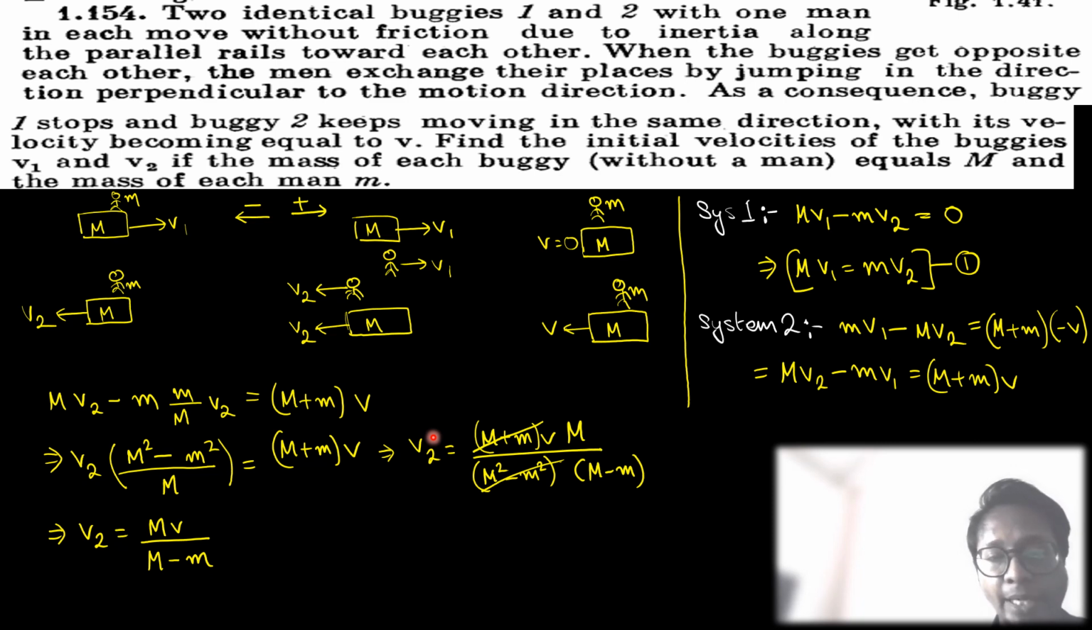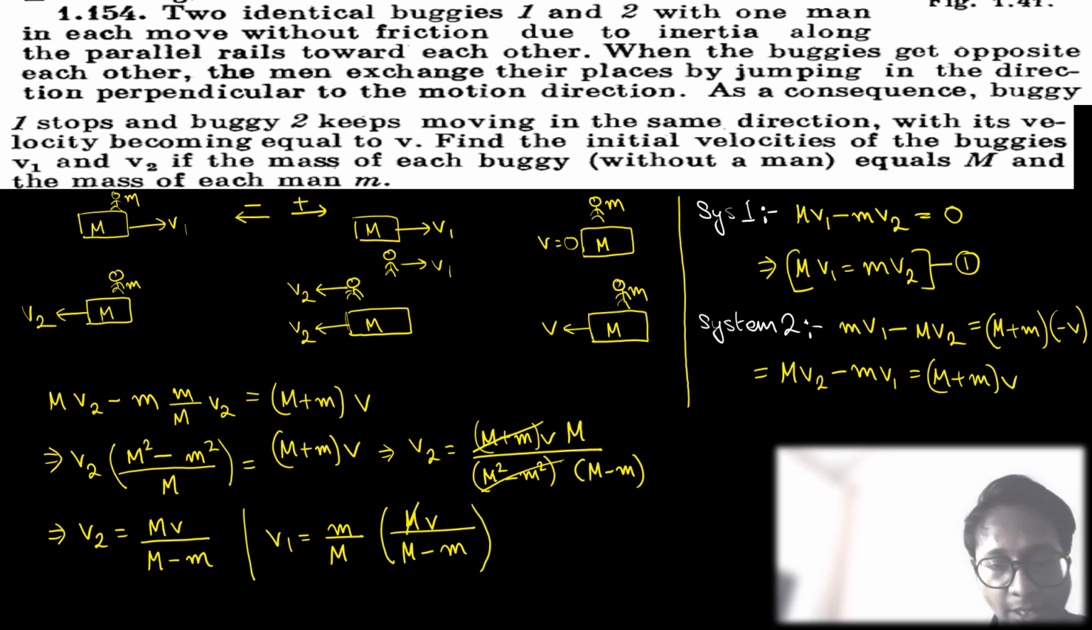Similarly, when I apply the same equation, see, V2 is equal to MV by M minus m, no? What is V1 equal to? V1 equals small m by capital M into V2. So V1 is equal to small m by capital M into V2. What is V2? MV by M minus m. Out here, V1 is equal to m into V by M minus m.